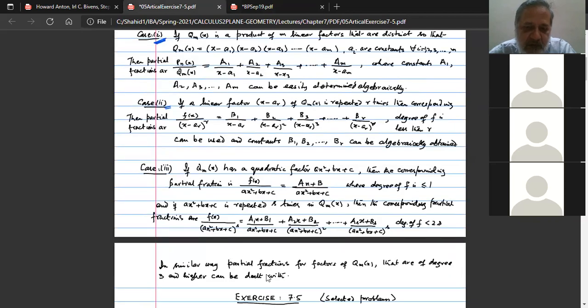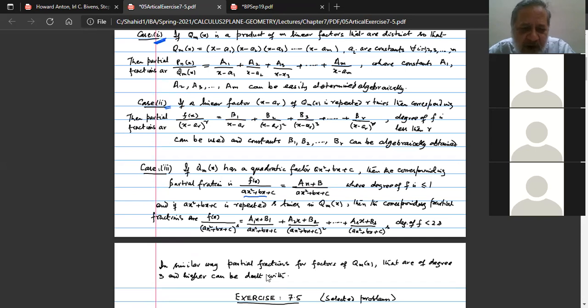Third case: we factorize the denominator and one of the factors is quadratic. For a linear factor, we write a constant upon the linear factor plus a constant upon another linear factor. If a linear factor is repeated, we write constant upon linear factor plus constant upon linear factor squared. As many times as it is repeated, that many terms will come. But if there is a quadratic factor, then corresponding to that, the term we write for the partial fraction form is this: if the denominator is second degree, we write a first degree polynomial in the numerator, in which a and b are constants that are required to be solved.